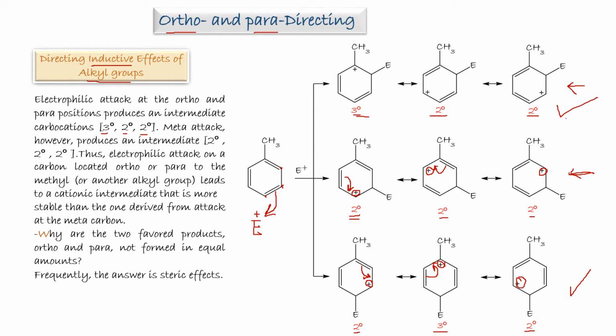If they are the same, why sometimes, most of the time, do you get para and ortho not formed in equal amounts? The answer is the steric effect. If you have a bulky group, you have more para product than ortho.